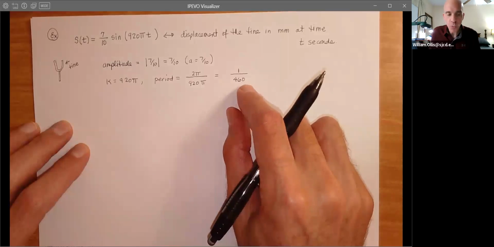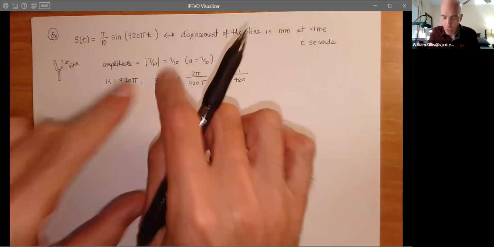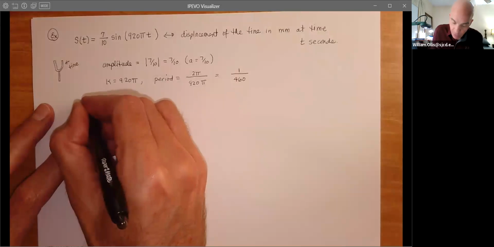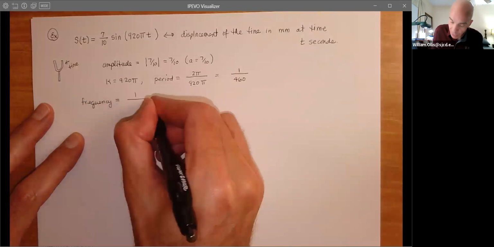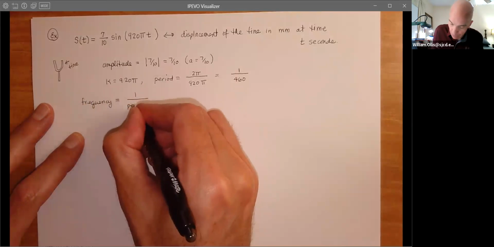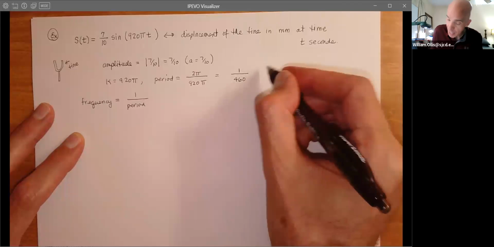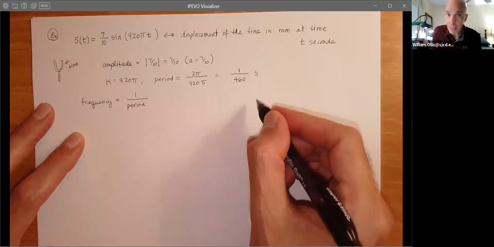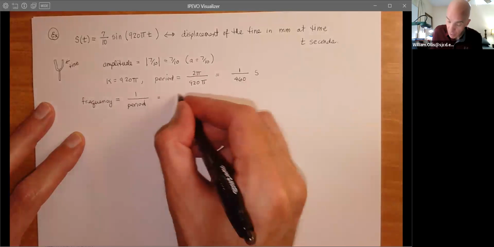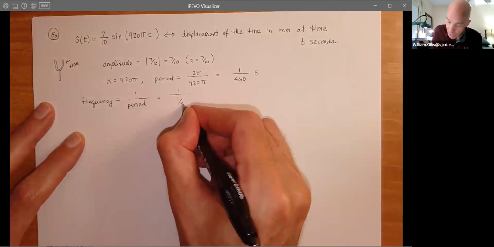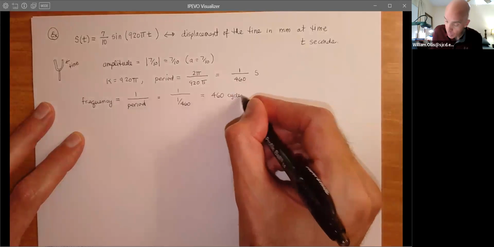Now there's one other thing that they describe in this function. When you take the reciprocal of the period, we define that as frequency. This is, again, a physics definition: 1 over the period. Now remember, time is in seconds. This is the independent axis. And so 1 over the period will actually be cycles per second. So this will be 1 over 1/460, which is 460 cycles, a cycle being a pure number, per second.